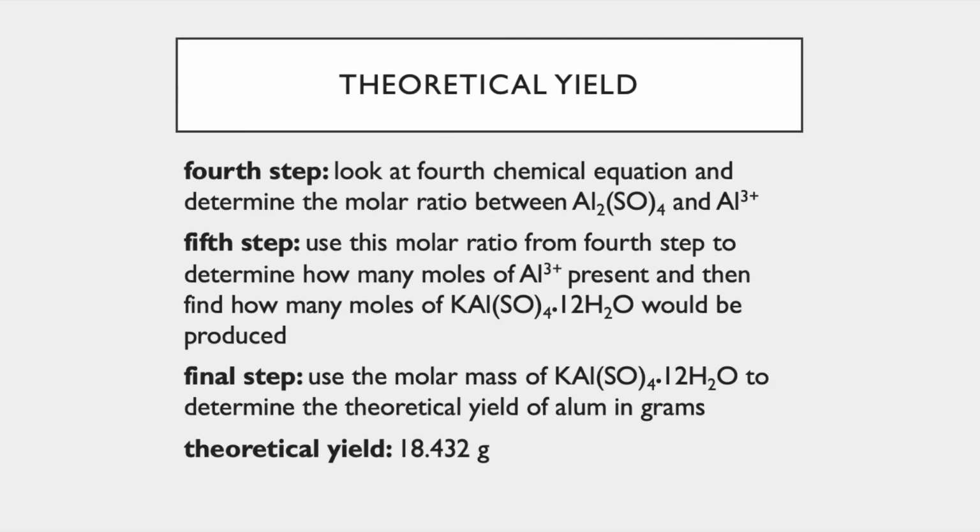Here are the last 3 steps of the process, which are also followed by example calculations. The fourth step is to look at the fourth chemical equation and determine the molar ratio between Al2(SO4)3 and Al3+. The fifth step is to use this molar ratio and determine how many moles of Al3+ are present, and then find out how many moles of alum would be produced. The final step is to use the molar mass of alum to determine the theoretical yield of alum in grams. Using these steps, I got the theoretical yield to be 18.432 grams.